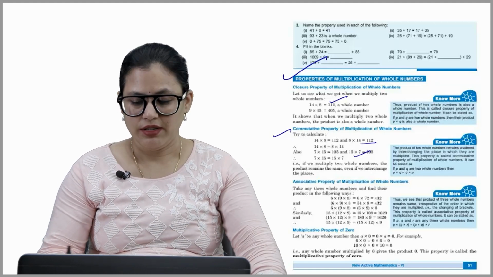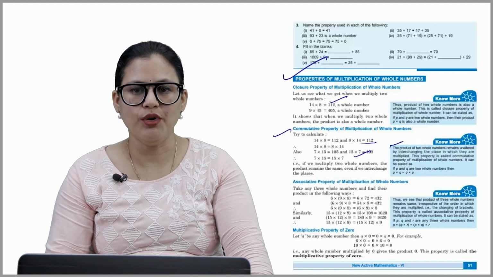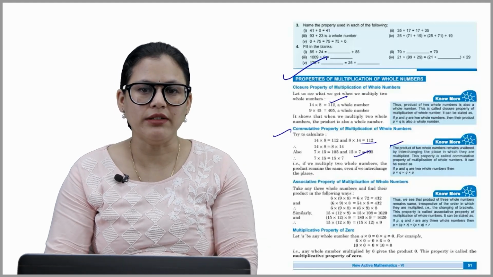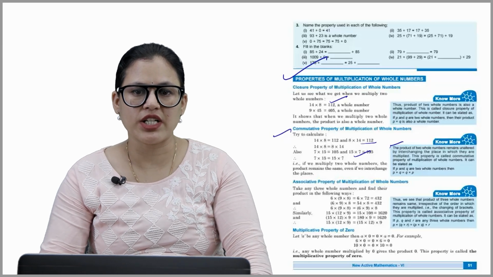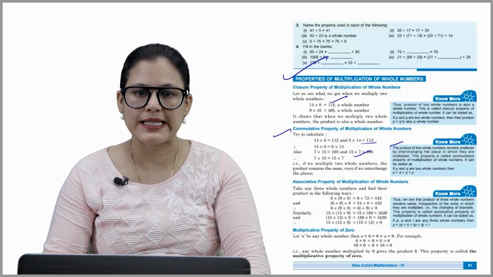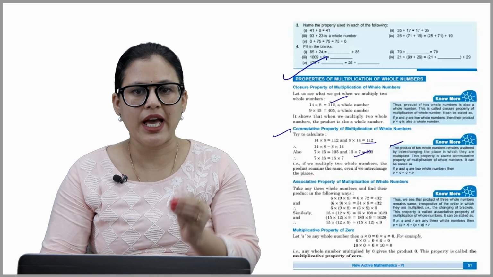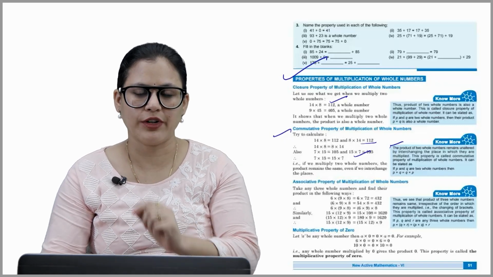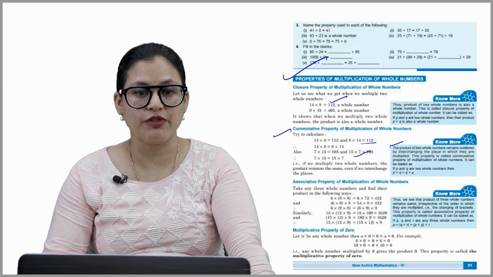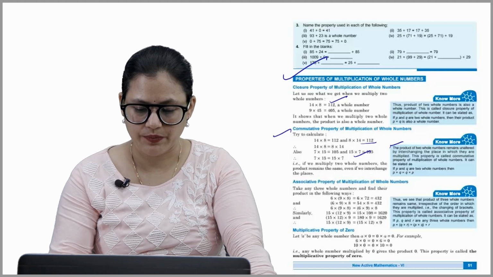Now we know the product of two whole numbers remains unaltered by interchanging the places in which they are multiplied. This property is called commutative property of multiplication of whole numbers. It can be stated as: if P and Q are two whole numbers, then P into Q is equal to Q into P. Next is associative property of multiplication of whole numbers.